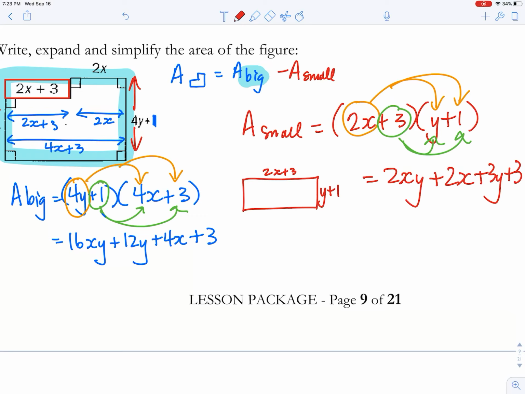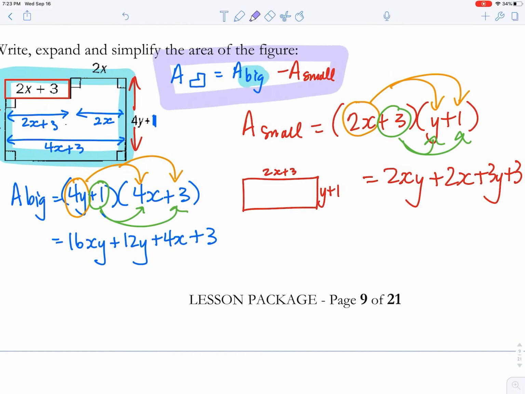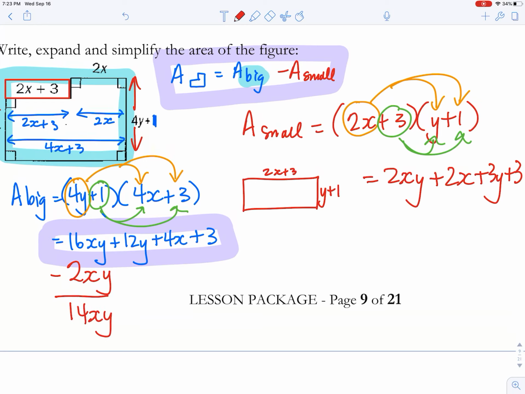And remember, I need more color. The area of this shape is going to be the big one minus the small one. So the big one I already had over here. I'm going to rewrite the small one here. And if we take 16xy and subtract 2xy, that means I'm going to have 14xy. And then 2y here, subtract the 3y, means I'm going to have plus 9y.